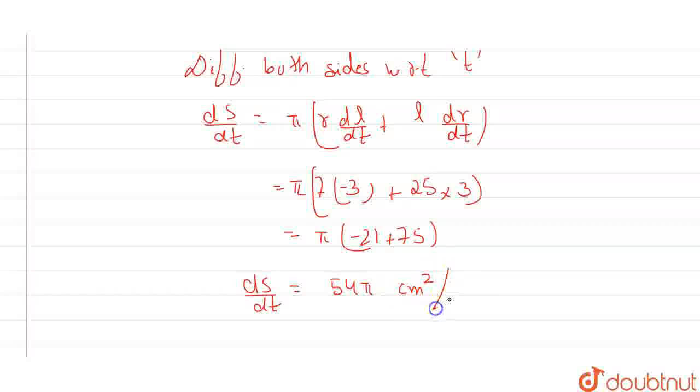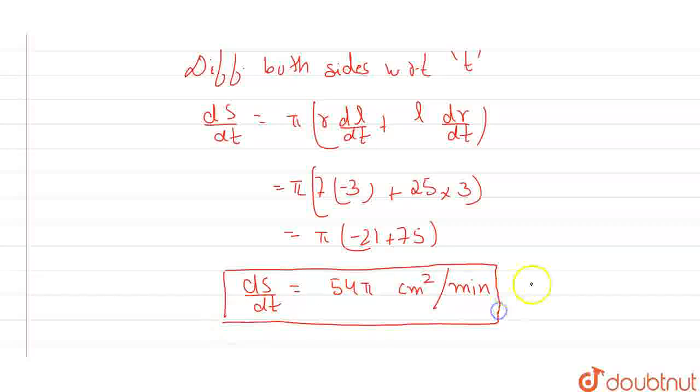Exactly, area is always in centimeter square per minute, as it is the rate. Whether it is a positive or negative rate, the value comes out positive, so it is increasing. So basically this is the answer we are looking for: ds by dt will come out as 54 pi centimeter square per minute.